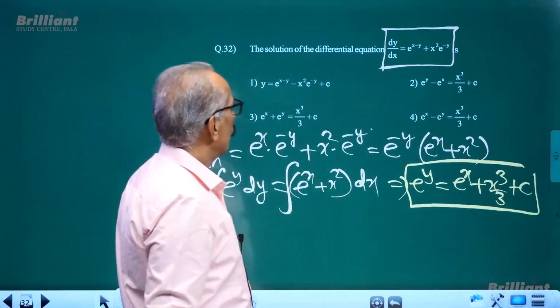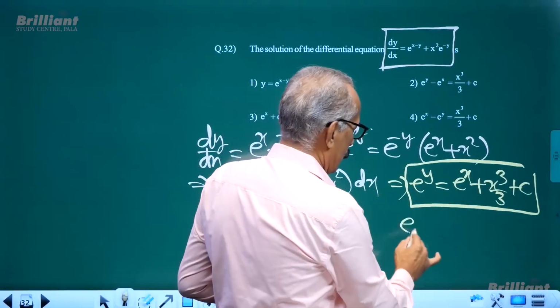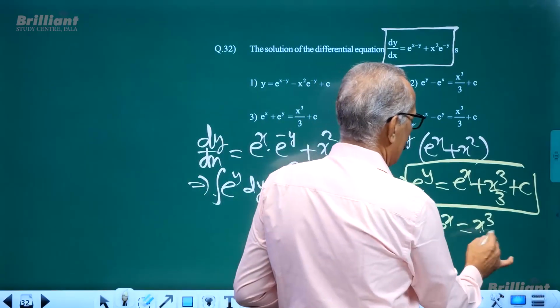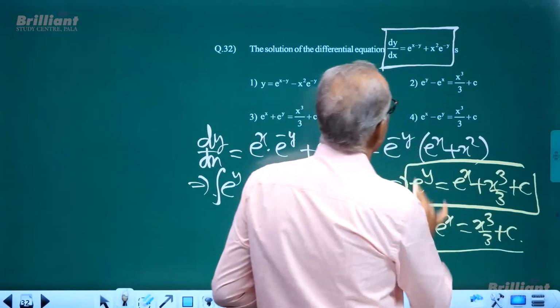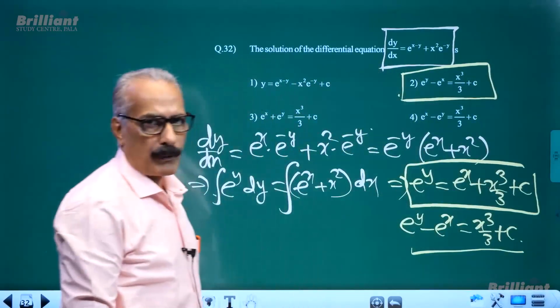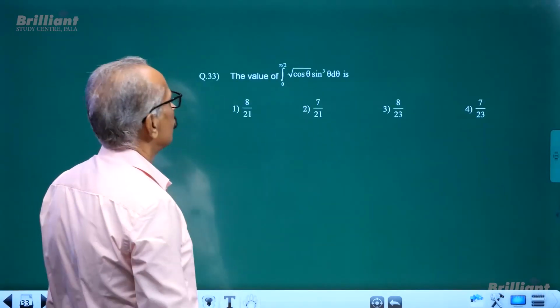Well, so we have y is e raised to x. So I'll take this to this side to get the answer. e raised to y minus e raised to x is equal to x cube by 3 plus c. Look at this: e raised to y minus e raised to x equal to x cube by 3 plus c. Your answer. We'll move on to the next.